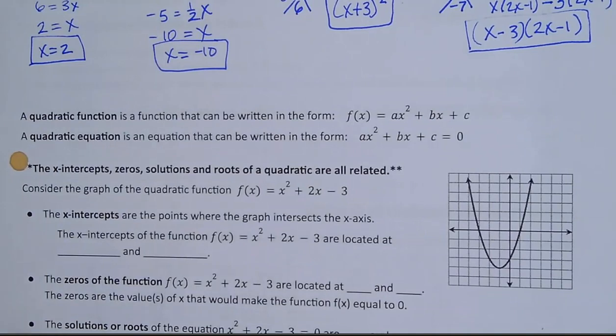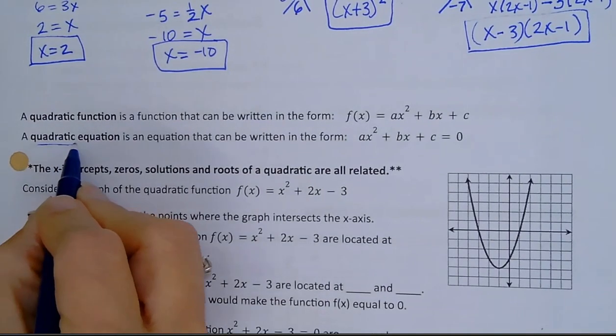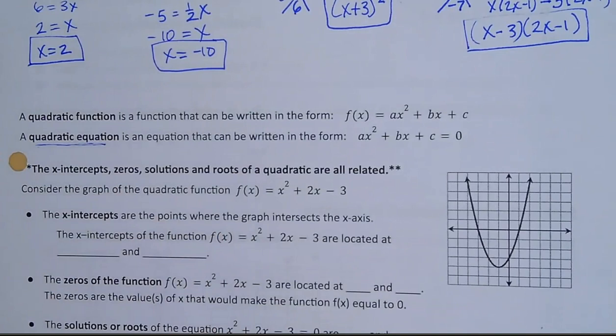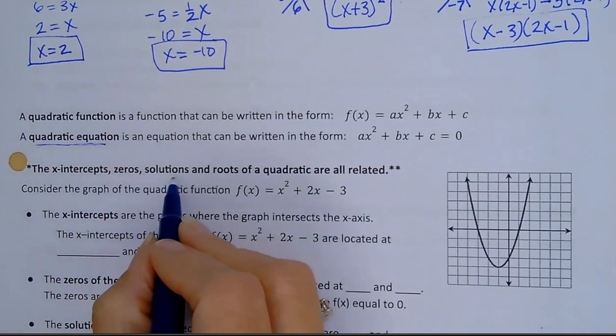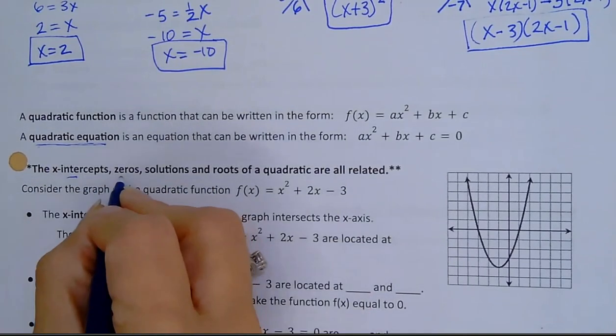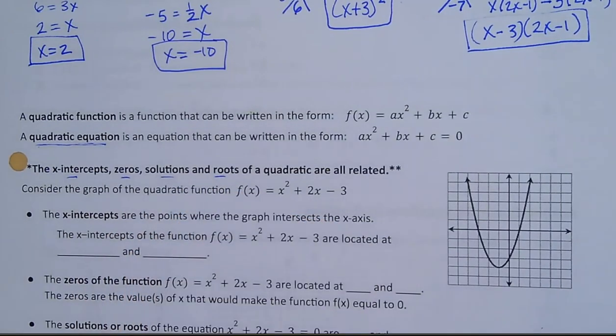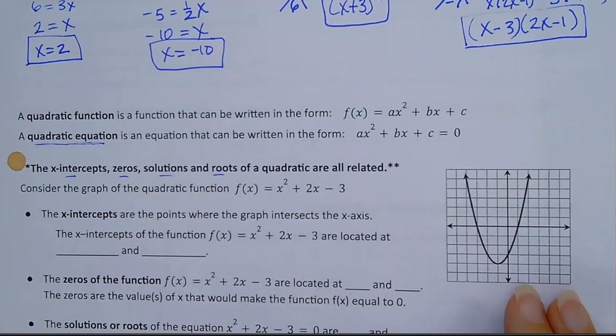Okay, so it's this quadratic equation where we set it equal to 0 that is going to be super important to us for this unit. All right, the x-intercepts, zeros, solutions, and roots. 1, 2, 3, 4. All of those four things are related. They're nearly the same. It kind of depends on how we write our answers, though.